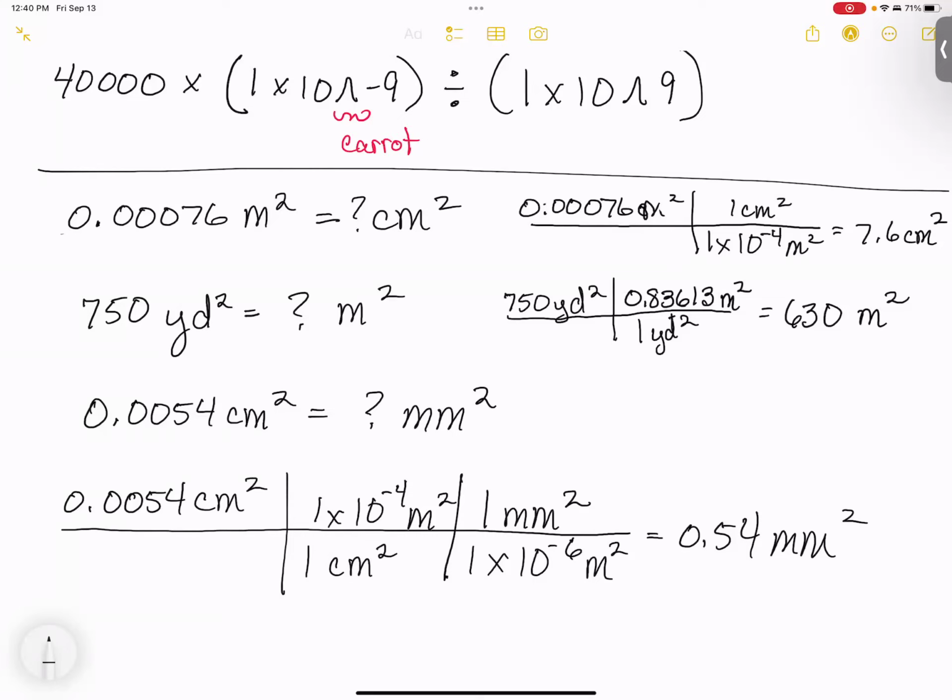Okay, that makes sense. And then the last one needed 2 conversion factors, because 1 centimeter is equal to 1 times 10 to the minus 2 meter. I squared that, so 1 centimeter squared is 1 times 10 to the minus 4 meters squared. 1 millimeter is 1 times 10 to the minus 3 meters. So I squared that, so 1 millimeter squared is 1 times 10 to the minus 6 meters squared. I made sure all my units canceled, and therefore I got 0.54 millimeters squared.